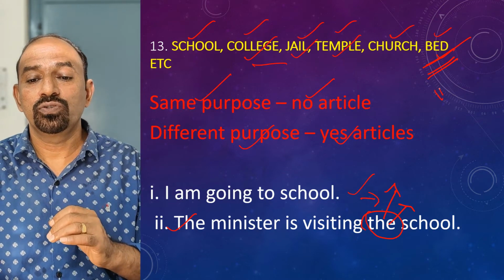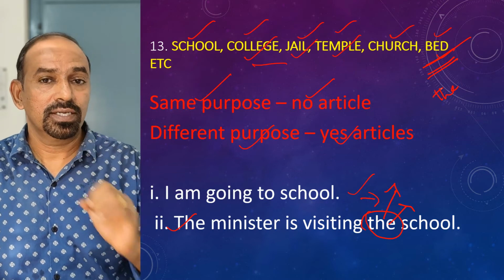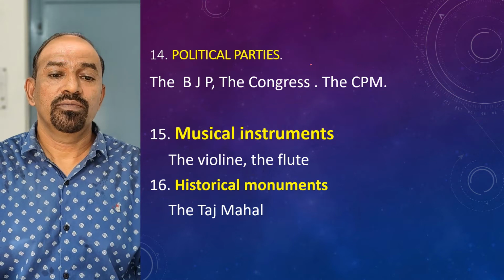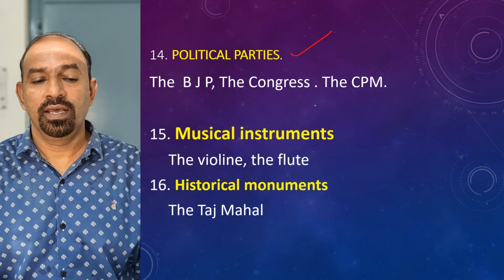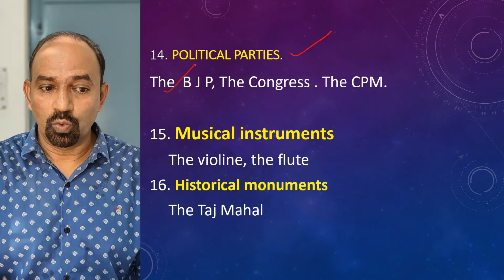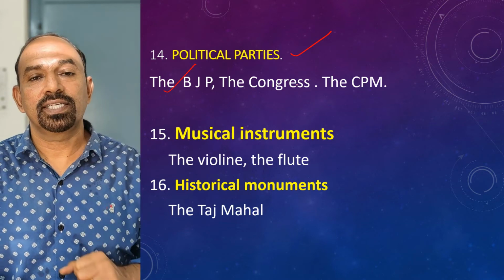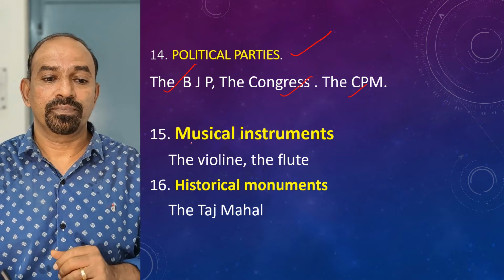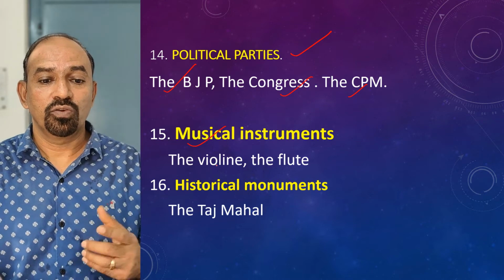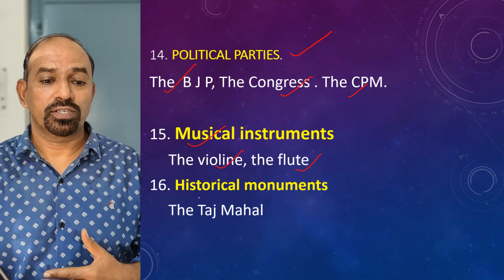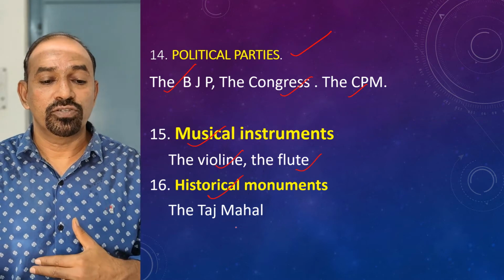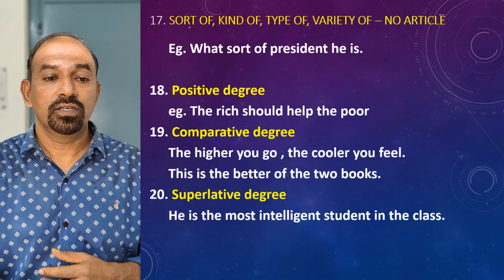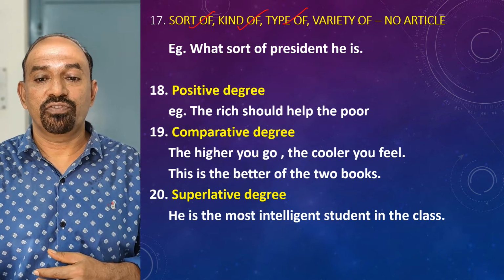So we have to use the definite article the there. Mind the difference. Now with the political parties, it is a rule to use the definite article. For example, the BJP, the Congress, the CPM, etc. Musical instruments: the violin, the flute, the piano, etc. Then with the historical monuments: the Taj Mahal, the Red Fort.